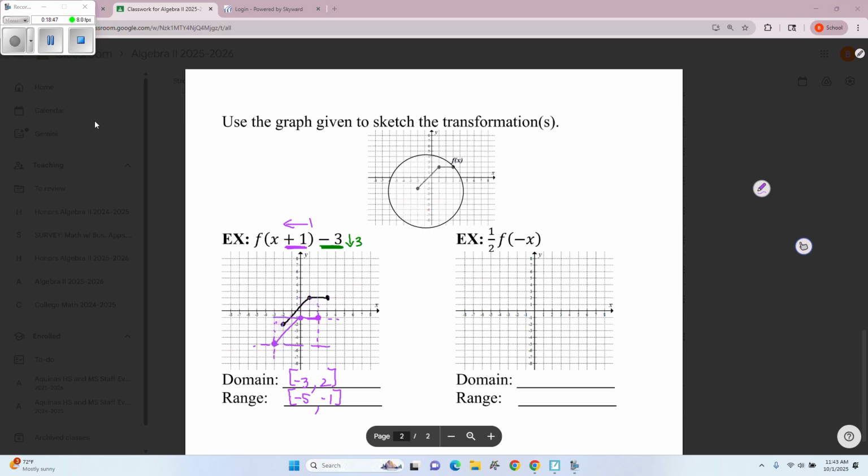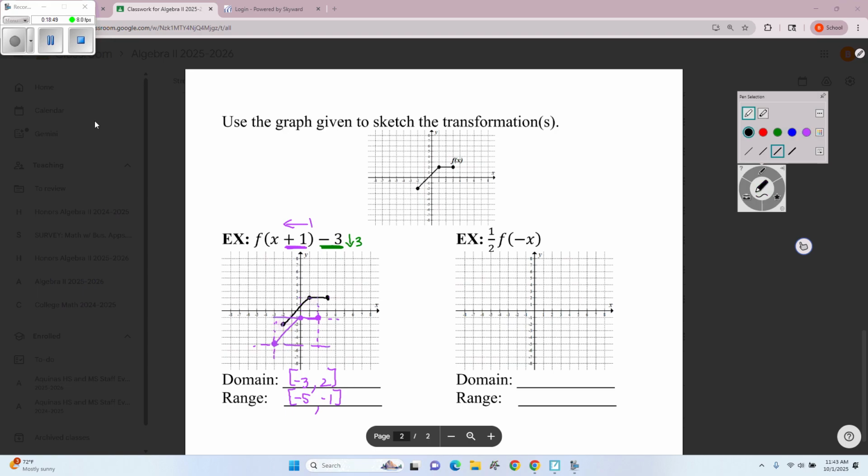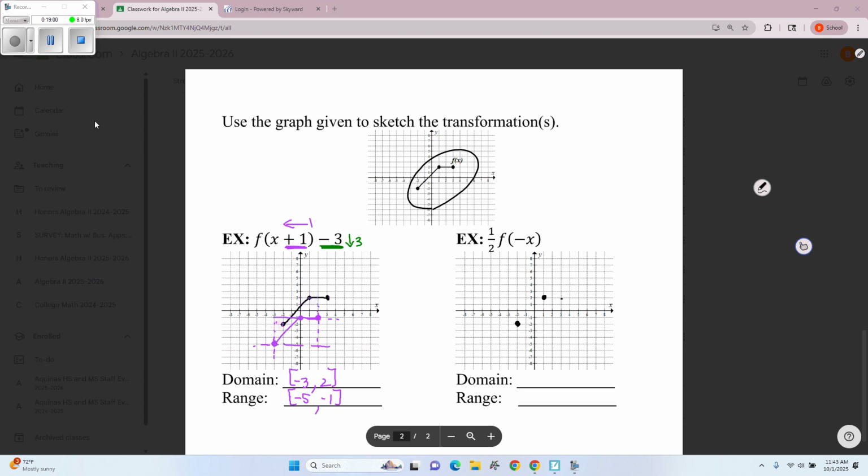Moving on to our last one, let's again start with what we're calling this new parent function, which is really just these 3 ordered pairs put together here. So I'm going to put those up on the graph to start with, negative 2, over 1 up 2, and over 3 up 2. So these are the original points. Let's identify the transformations that are happening to this graph.